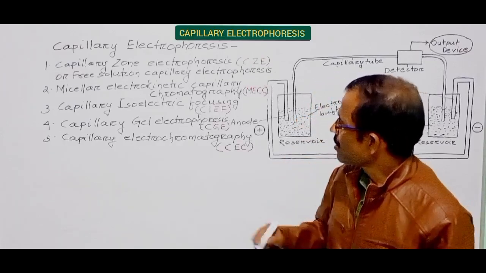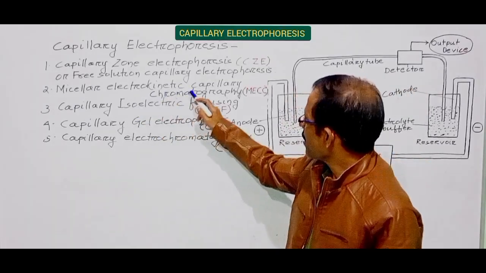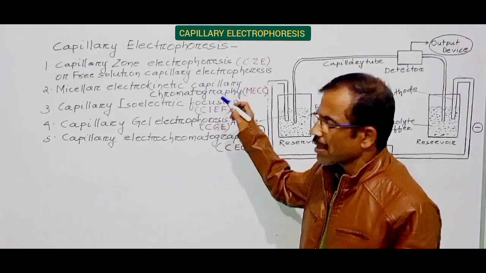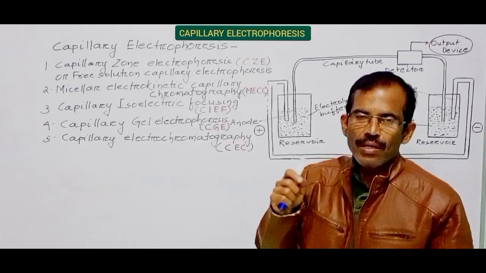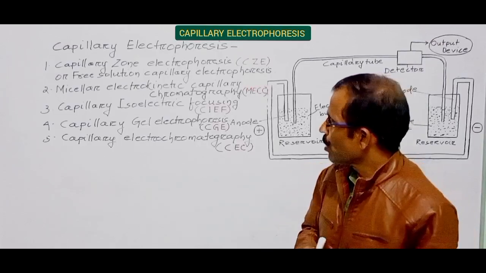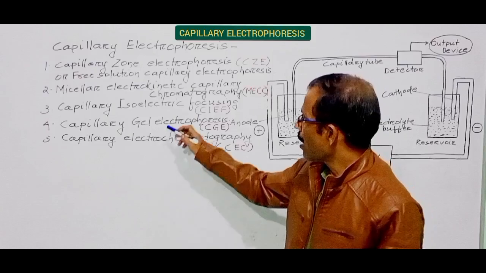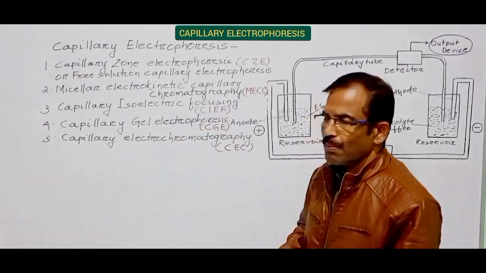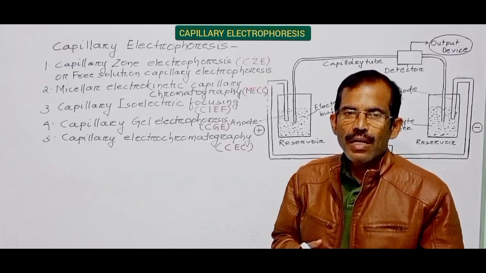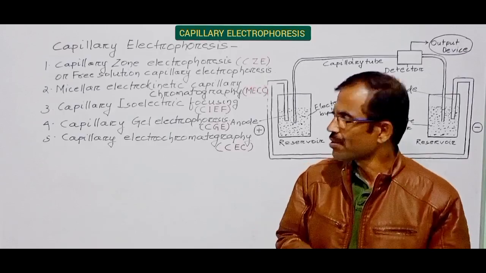Second one is micellar electrokinetic capillary chromatography. It is a technique that separates neutral compounds by using surfactant micelles. Number 3. Capillary isoelectric focusing, by which biomolecules are separated according to their isoelectric points.